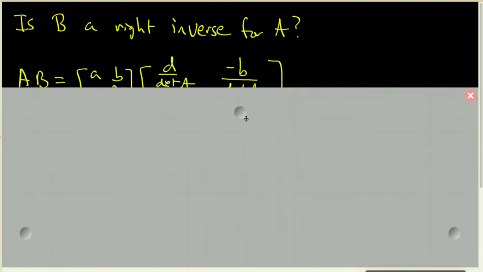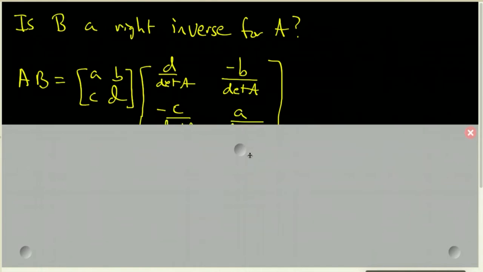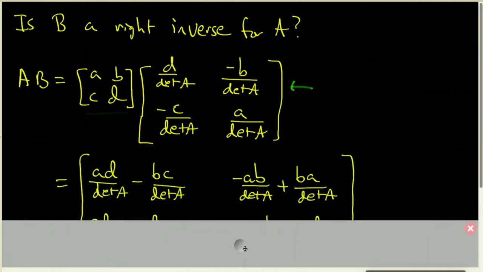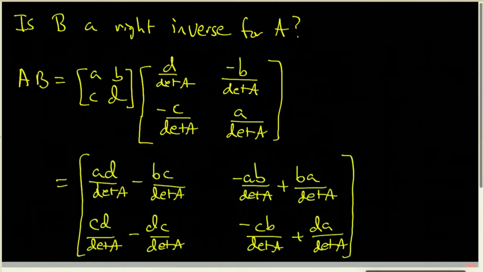To figure out whether or not B is a right inverse, I have to multiply them. And A times B is given by this expression here, because this is A and this ugly thing is B. I know how to multiply that, so we're going to multiply that. When we multiply that out, this is the matrix that we get.